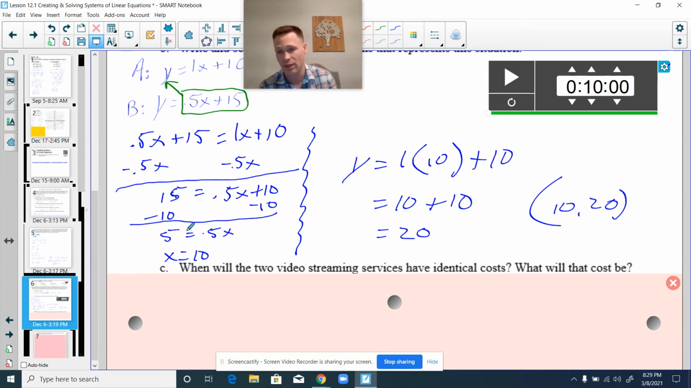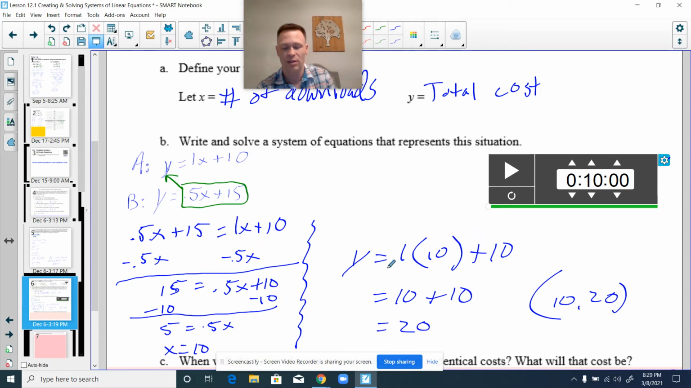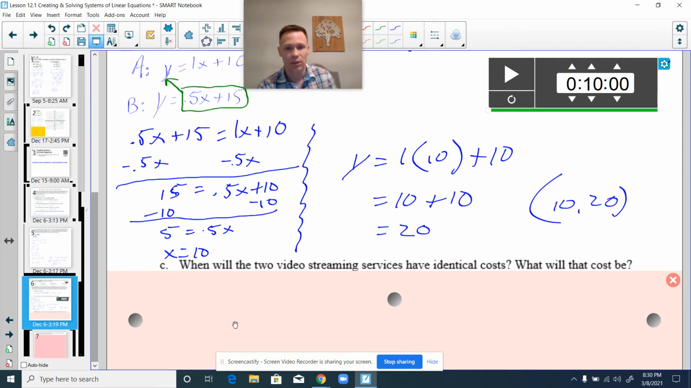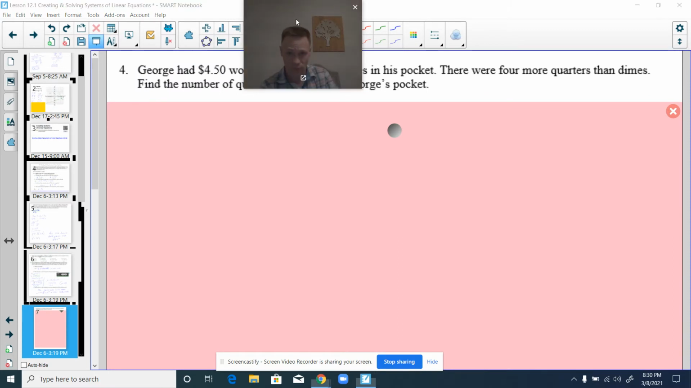Now I want to know how much that's going to be. So I take that 10, substitute it in for any equation. I chose the top one here because it's the easiest to me. 1 times 10 is 10, 10 plus 10 is 20, and so we get 20. So when will the video streaming services cost the same? It's going to cost the same after 10 downloads, and it'll cost $20 each. All right, on to the next one.